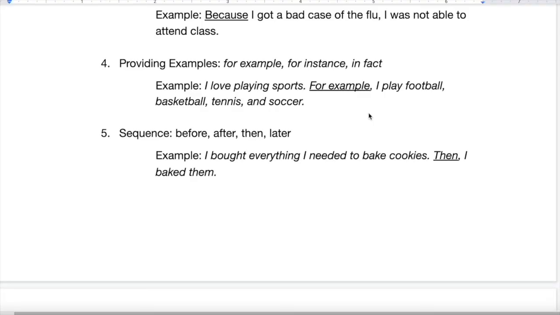I love playing sports. For instance, I play football, basketball, tennis, and soccer. I love playing sports. In fact, I play football, basketball, tennis, and soccer. Those are all provided examples, transition words, or phrases. Does that make sense? Yes.